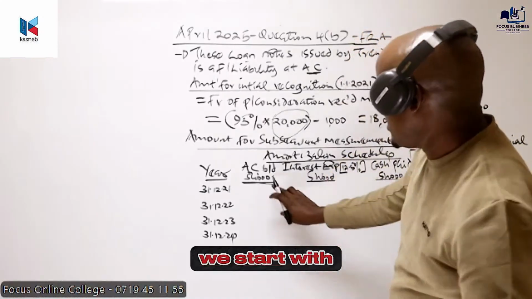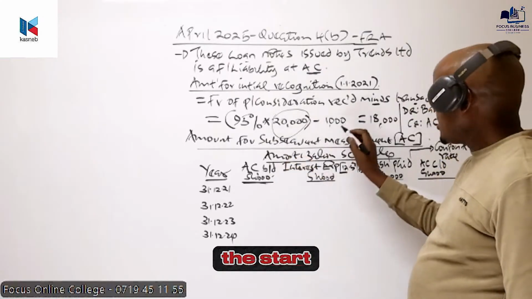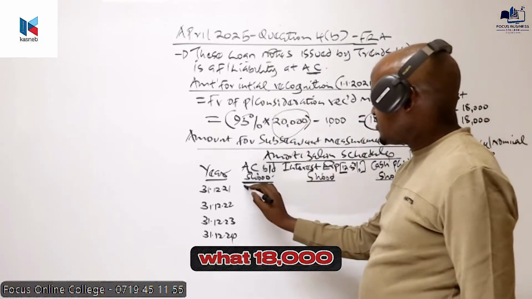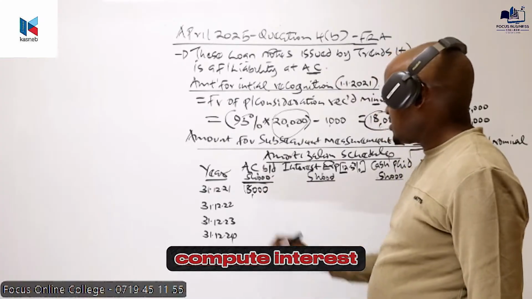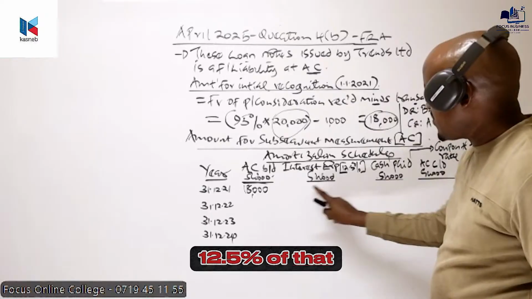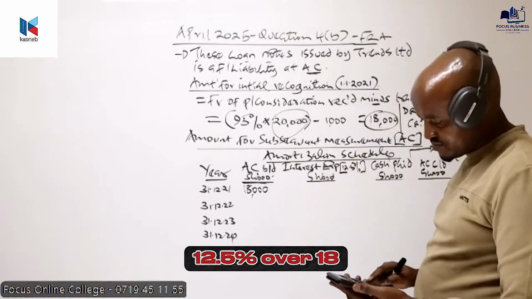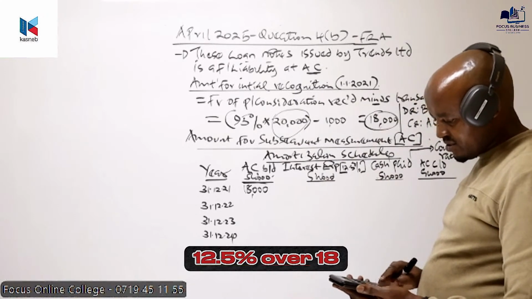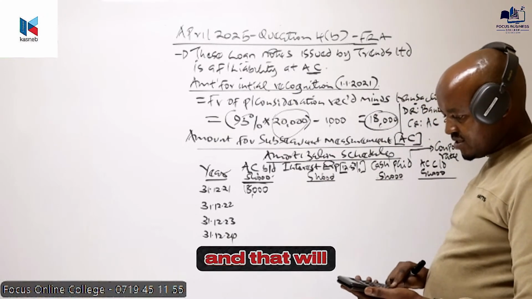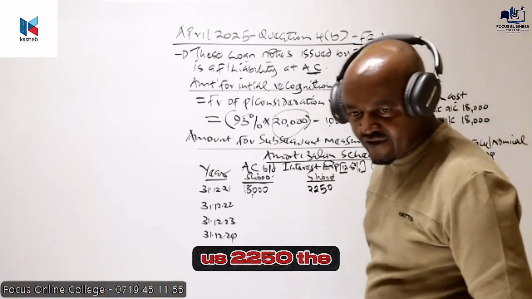So what do we start with here? We start with the amortized cost at the start. Just like the other question, this is basically 18,000. So then we compute interest, which will be 12.5% of that. So 12.5% of 18, and that will give us 2250.